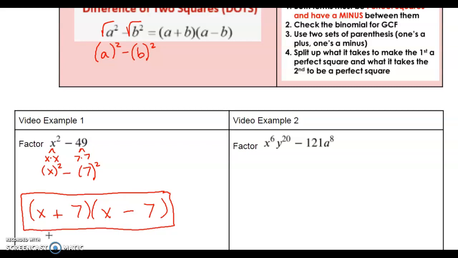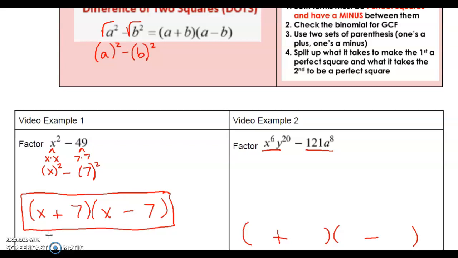All right, let's try one that looks a little more complicated. So I'm going to actually, let's have some more room here. I want to think of these are all together and this is all together. So I know my answer is going to be like this. One's plus, one's minus. So I need to break these letters into two groups because that's what happens when you square it.